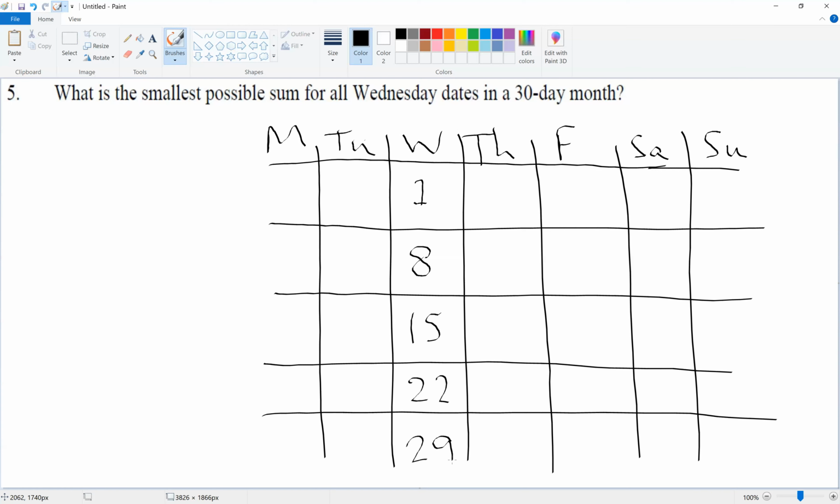Unfortunately, that's not the smallest. So 1, 15, 22, 29. So this is 30, this is 30, 60, and 75. That's possible. Does anybody know any other smaller number it can be? Anything smaller than 75?